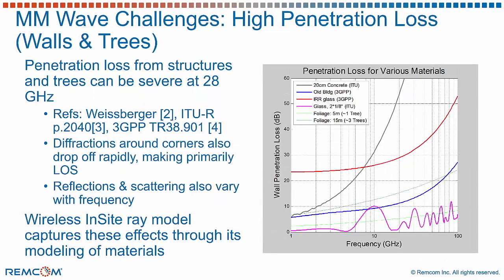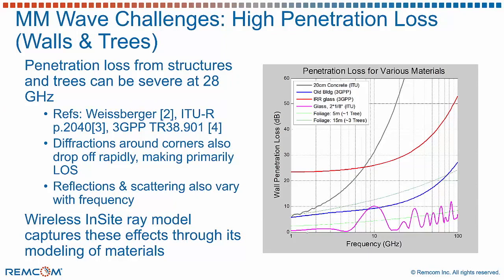Next, we have the high penetration loss from walls and trees. This can be severe at higher frequencies, especially 28 gigahertz or above. We've prepared a chart here to the right that shows some examples. 3GPP has a model for IR-resistant glass. This glass can have attenuation at 30 gigahertz of more than 30 dB, and many modern office buildings are using IR glass. We also have 20 centimeter concrete, and we can see as we go up in frequency, the attenuation from a concrete wall of this type can also become extremely high.